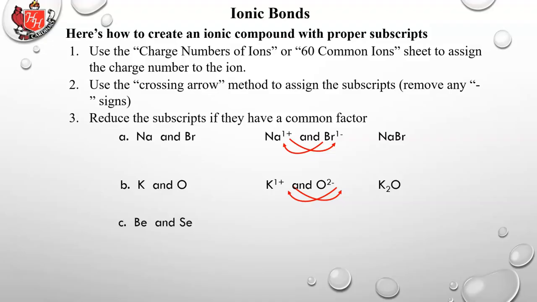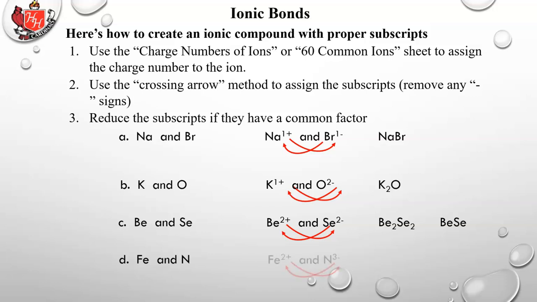Next we have beryllium and selenium. So it's Be 2 plus and selenium 2 minus. You cross the arrows, and you get Be2Se2, which you reduce, like reducing a fraction, and it becomes BeSe, because there's one beryllium for every one selenium. Okay, and finally we have iron and nitrogen. So iron can have more than one charge, so you have to know which charge you're using. In this case, we're using iron 2 plus, and nitrogen always has a 3 minus charge, so when you cross the arrows, you get Fe3N2.